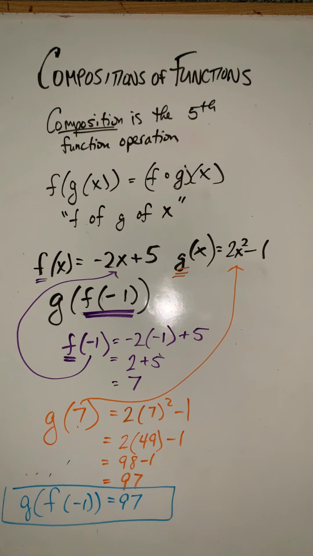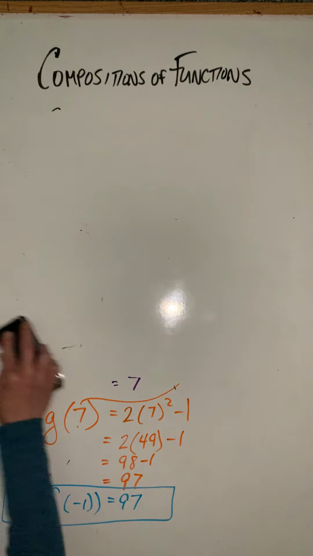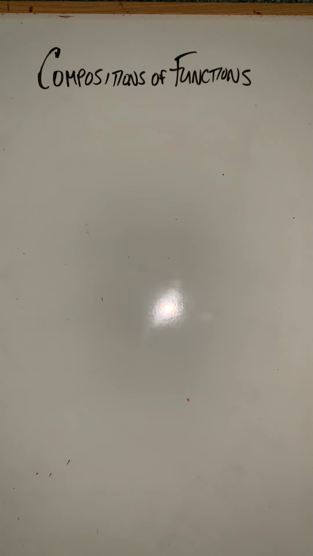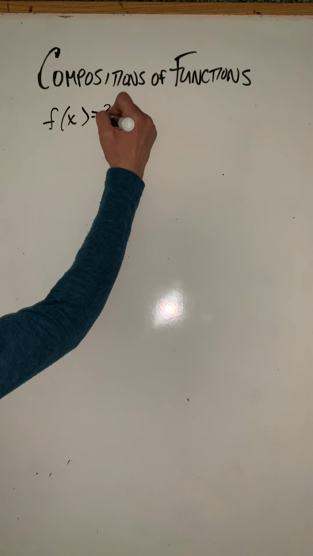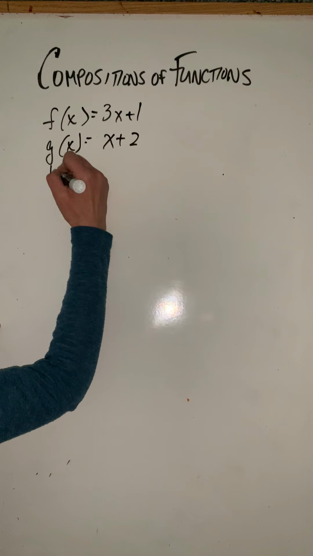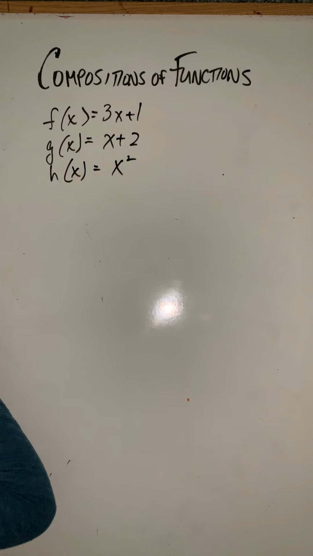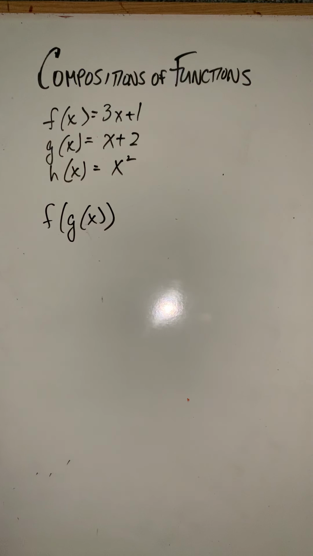What happens, however, if what's inside the parentheses is no longer a number, but a variable instead? All right, so let me give you an example. Let's suppose f of x is 3x plus 1, g of x is x plus 2, and h of x is x squared. And let's say we're going to start by finding f of g of x. Okay, so if you want to try it, pause and see what you can do on your own. Otherwise, here we go.